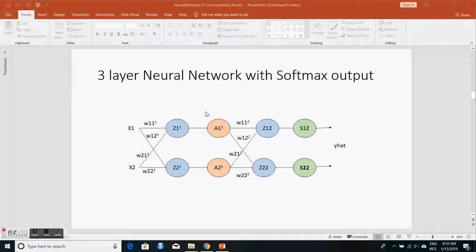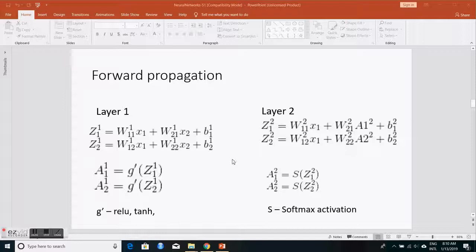Now let us take a simple 3-layer network. We have inputs. We have the linear activations Z11 and Z21 at layer 1, and then the activation functions A11 and A21. And subsequently for layer 2 we have Z12, Z22, and at the output we have softmax S11 and S22, and we have the estimated loss. Now this can be represented using a matrix function.